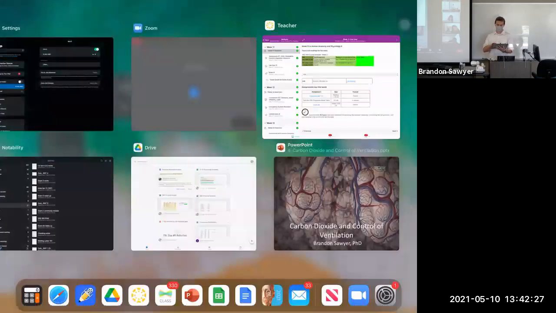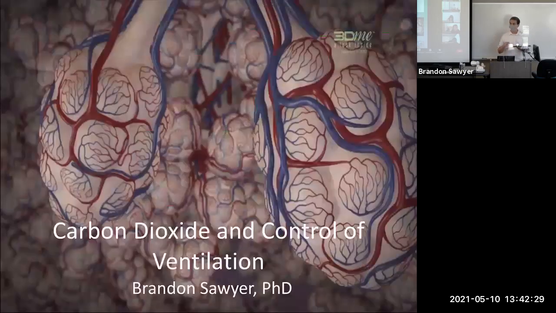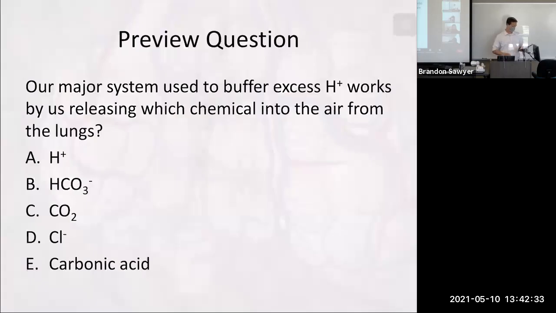Well, let's hop over to the notes here. And so today we're talking about carbon dioxide and how we control ventilation. So we're going to start out with a question here.